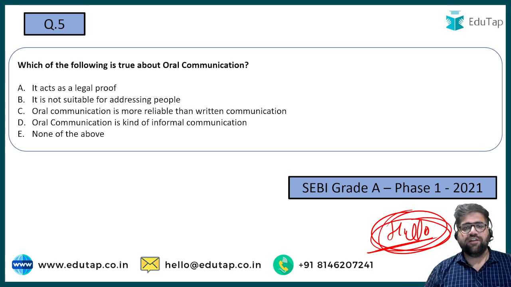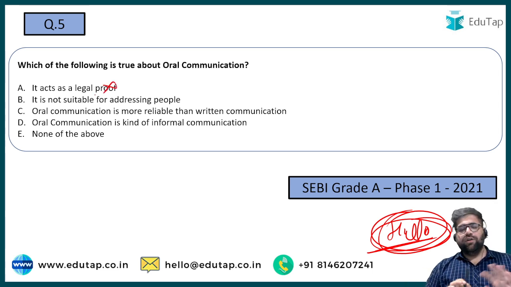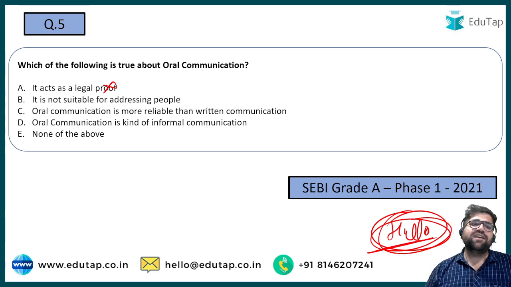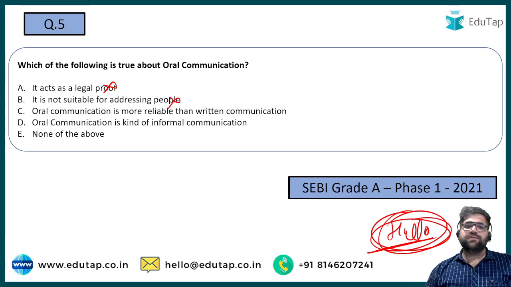So you will have to identify the correct statement. "It acts as a legal proof?" No. For oral communication, for example, if you want to sue me tomorrow because I am teaching you in a very good manner, you cannot have that particular proof, legal validity is missing. "It is not suitable for addressing people, it is suitable." So this statement itself is false. Why? Because it is suitable. I can address a very large audience via oral communication.